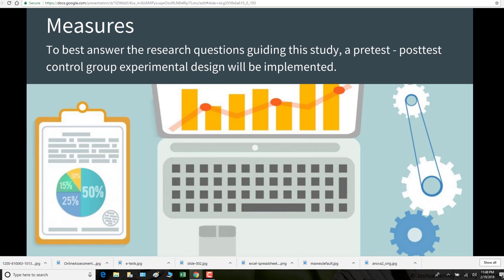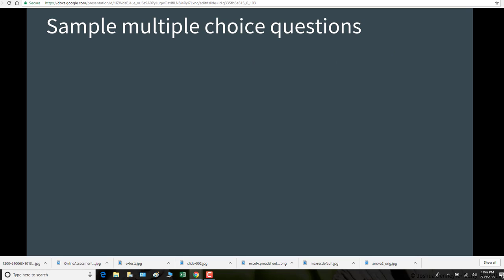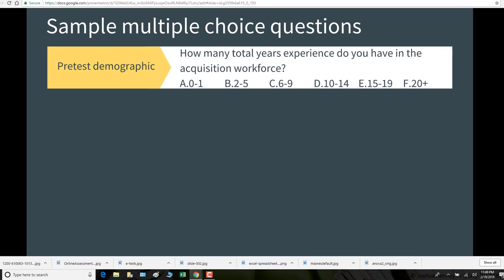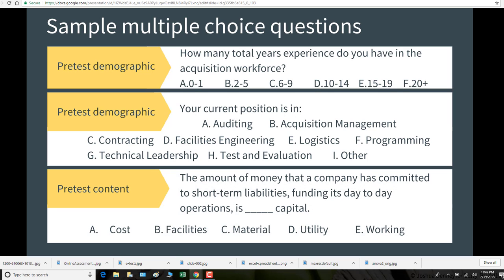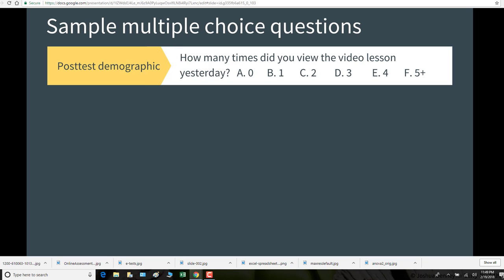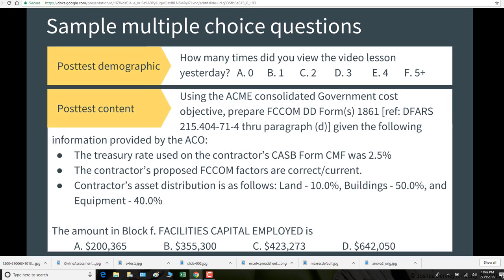All groups will be given a pre-test the day prior to viewing their microlearning videos and a post-test the day after viewing their videos. Both tests will be accessible online and questions will be randomized throughout the measurement. Here are some sample multiple choice questions. There are 2 examples of pre-test demographic questions that will be asked of the students. There's also an example of a pre-test content knowledge question. Additionally, a post-test demographic question will be asked, as well as content knowledge questions.